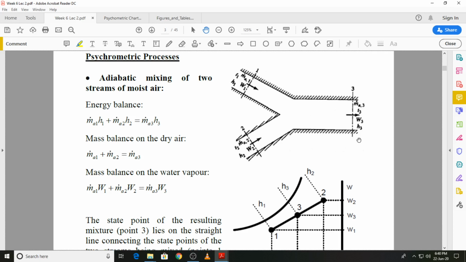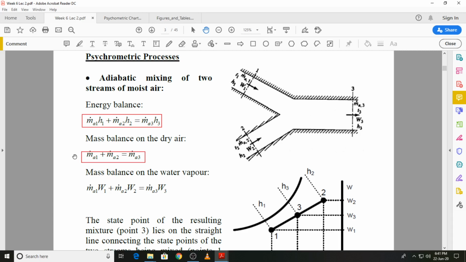We can easily perform energy and mass balances for this particular process. Starting with the energy balance, the energy content of stream 1 plus the energy content of stream 2 will give us the energy content of stream 3. That is m dot a1 h1 plus m dot a2 h2 is equal to m dot a3 h3. M dot a, remember, is the mass flow rate of the dry air. The mass balance on the dry air is quite straightforward. You simply add the two mass flow rates and you will get the resultant mass flow rate at state 3.